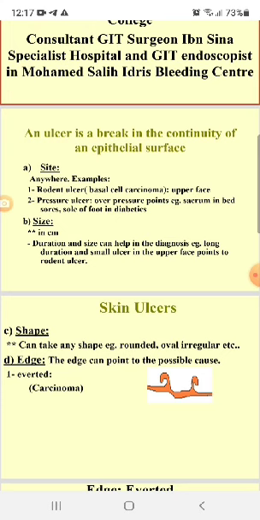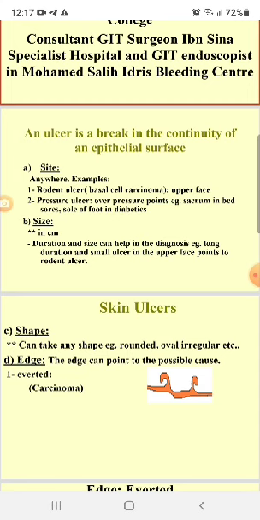Examples of these sites: rodent ulcer is a basal cell carcinoma. Rodent ulcer is a basal cell carcinoma which is found in the upper face. Usually it is a small, long-standing ulcer found in the upper face, and it is malignant. Rodent ulcer is a malignant ulcer. It stays for a long time and it is small in size. It is a basal cell carcinoma.